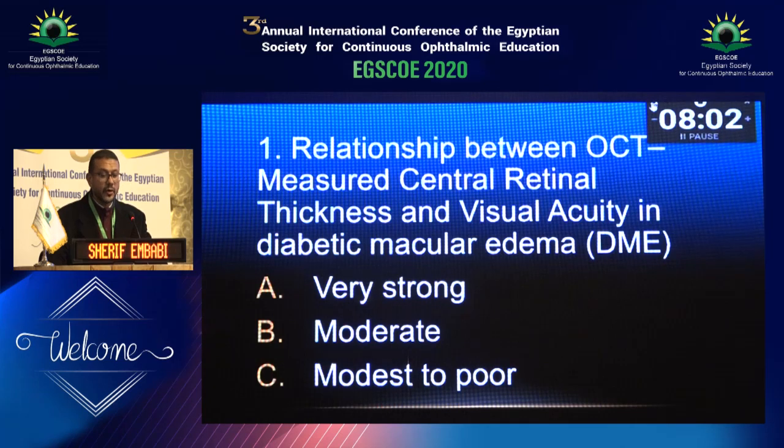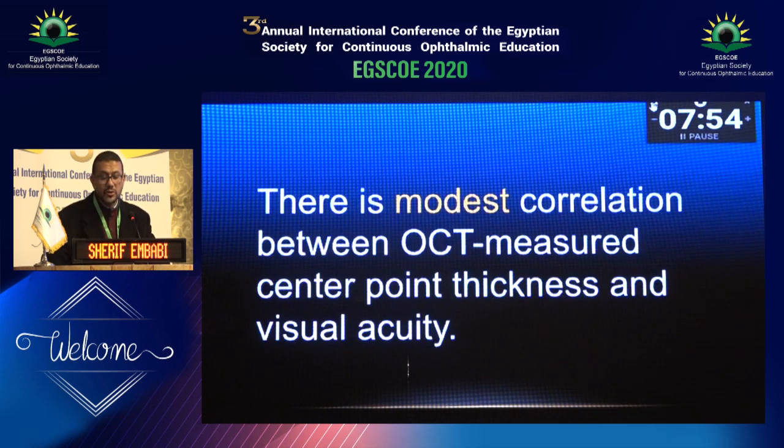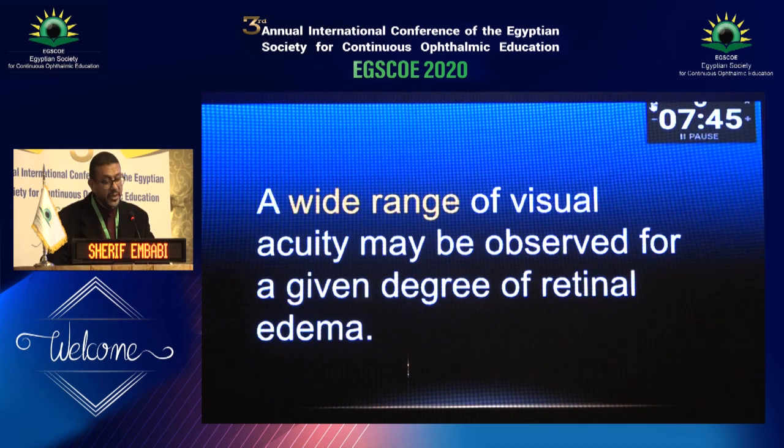First of all, looking at the OCT, the relationship between OCT measured central thickness of the macula and visual acuity in diabetic macular edema is modest to poor. There is modest correlation between OCT measured center point thickness. So we think that a thick macula is usually associated with a poor vision, but this is not necessarily the case. So there's a wide range of visual acuity that may be observed for a given degree of retinal edema.